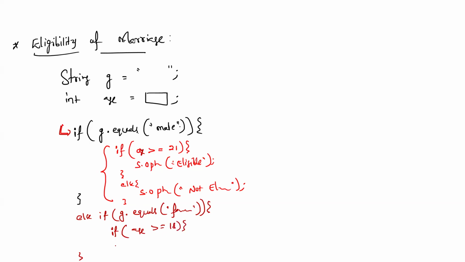Then what's the conclusion? Eligible. Then else part not eligible. That's it. So here, we can add System.out.println eligible. The next in else part, we can add it as not eligible. So this is the use case of a nested condition.